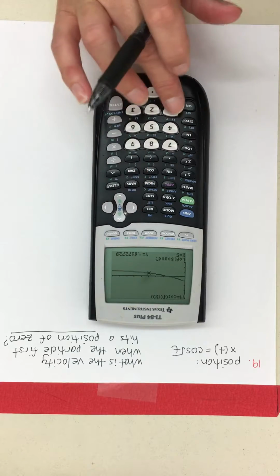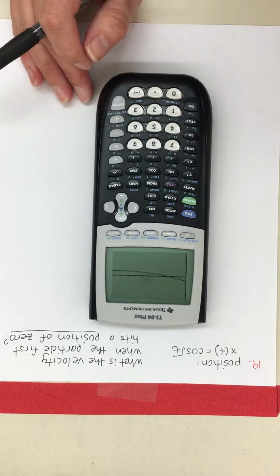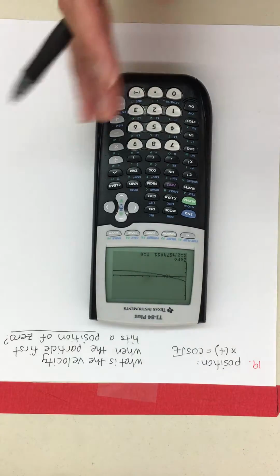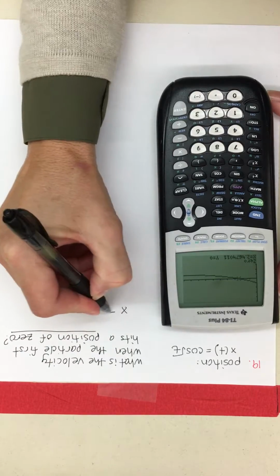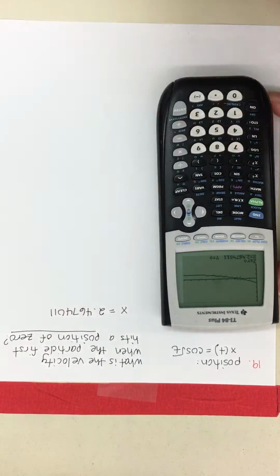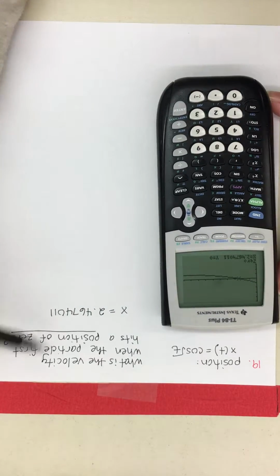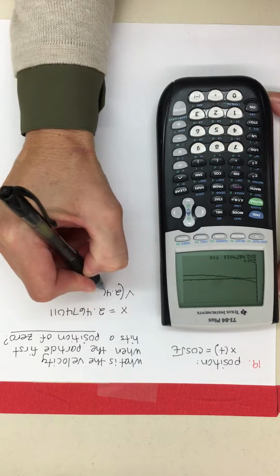Get to the left, get to the right. Okay, now you can store that value if you want to, or just write it down. But don't round, because you still have to use this number. We now want the velocity at this point. So we want velocity of that value that we just found.